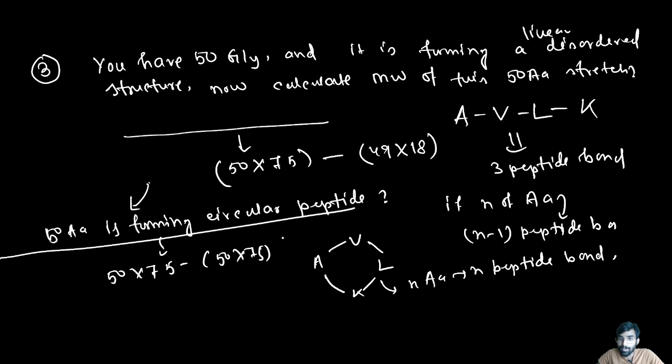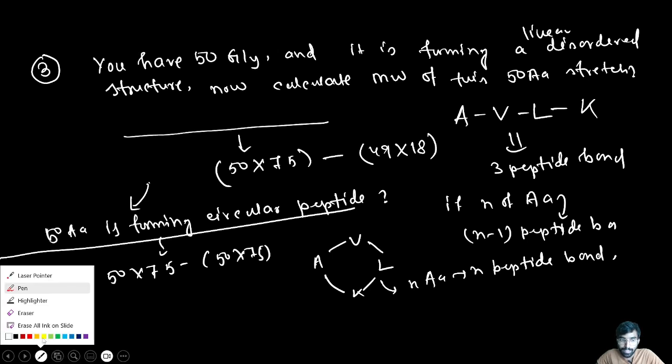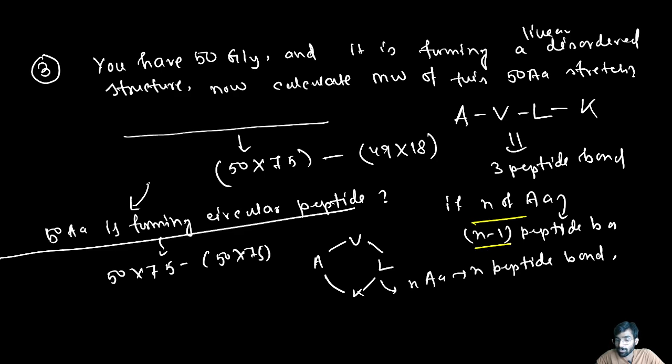Suppose there are 100 amino acids, and the 100 amino acids form one circular peptide, what will be the molecular weight? You can easily calculate it. Remember that whenever there is a linear peptide, the number of peptide bonds will be n minus 1, and if it's circular, for n amino acids it will be n peptide bonds. Simple thing. Now we will see why we are just subtracting 18, right?